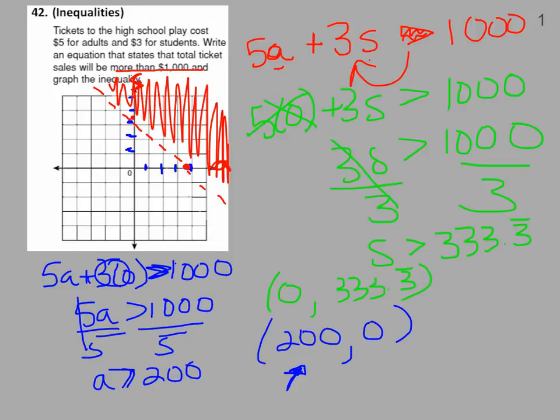And remember that technically the shading goes on forever, and so do these lines. There's no way to indicate that the shading goes on forever, but there is a way, by putting those arrows, to show that the line should go on forever. Although technically in this situation, it can't go on forever because it's negative, but you don't need to worry about that. It just says graph the inequality. All right, and that's it.